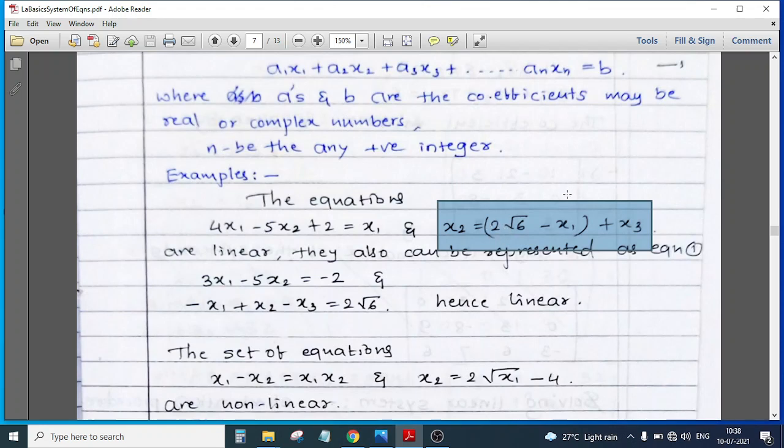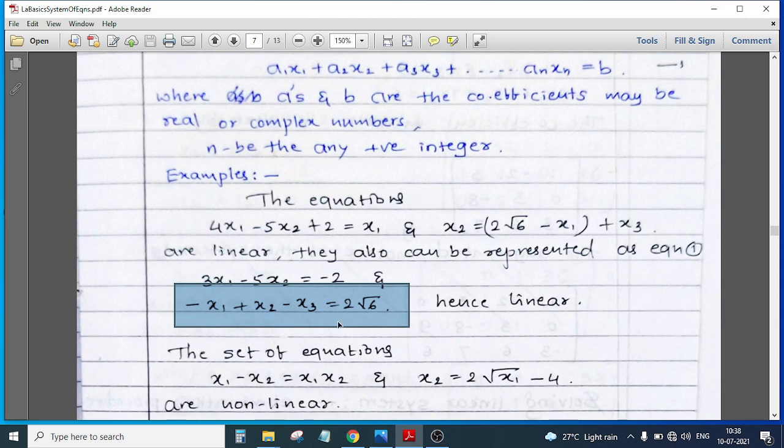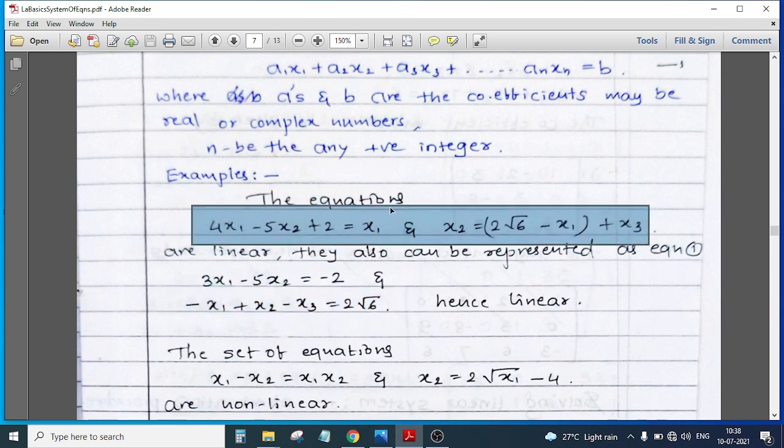So even that is okay. Anything is okay. Either you get them on the LHS or you get them on the RHS. So after doing that, this is what you will be getting. Therefore these two equations which you can see here are examples of a linear equation.